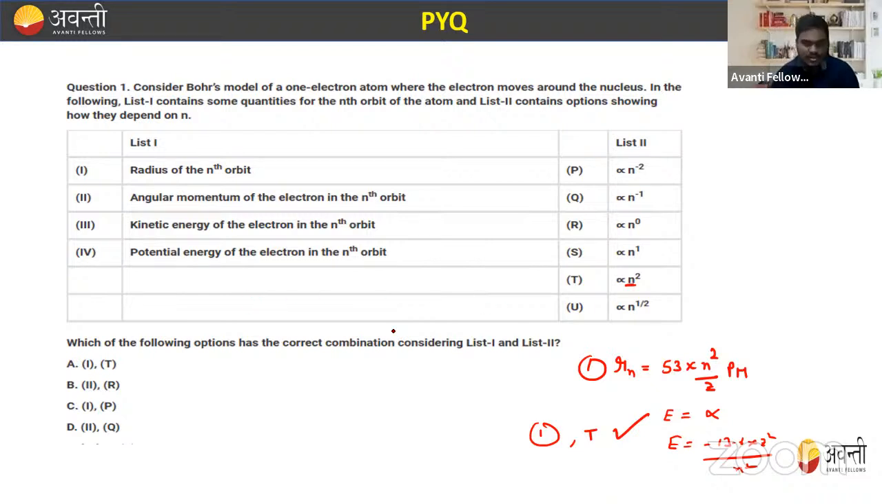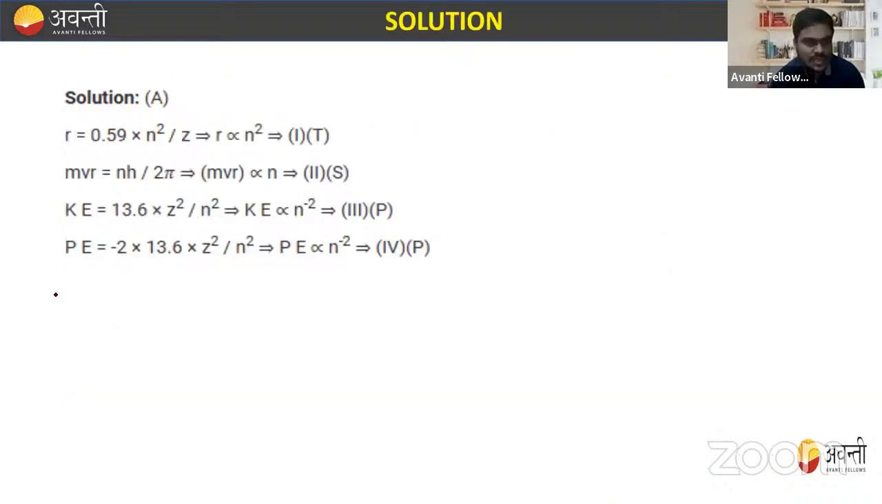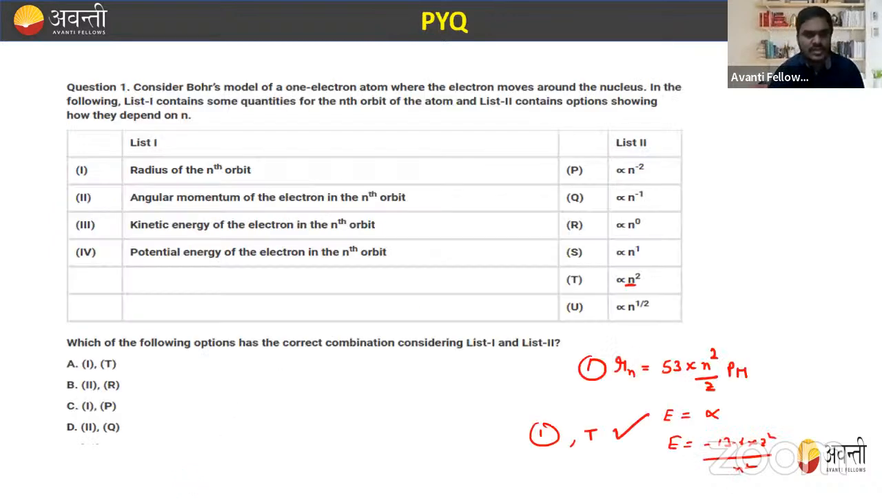Which of the following is the correct combination? We know that the radius is as found above, so this one is correct. MVR is equal to nh upon 2 pi, so MVR is directly proportional to n. That is the second. Now kinetic energy is the third and potential energy the fourth. So the correct option is the first one, that is the first option only. Only the first one is correct, the rest are all incorrect. I hope this is clear to you. This question is totally based upon the Bohr model of the atom that we studied earlier today.